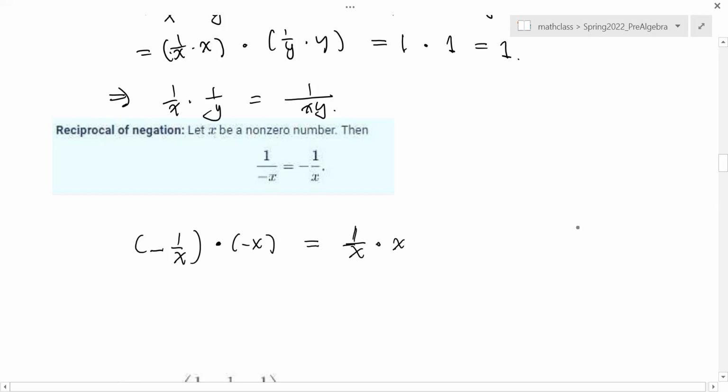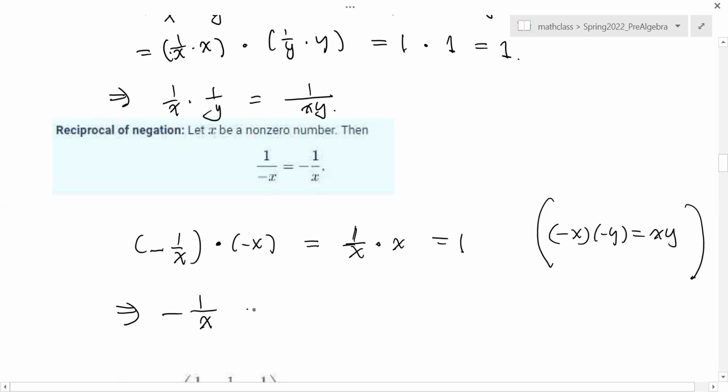We proved that at the very beginning. At the very beginning, I think we have the rule: negative x times negative y is going to be x times y. We already proved that x and y can be any number, of course, could be 1 over x. Then by definition it's 1. So that implies this is going to be the reciprocal of a negative, reciprocal of a negative x.